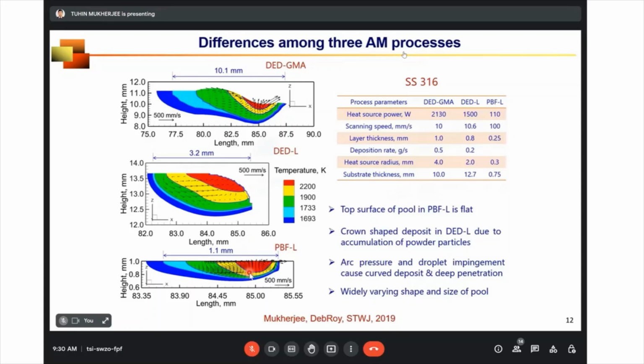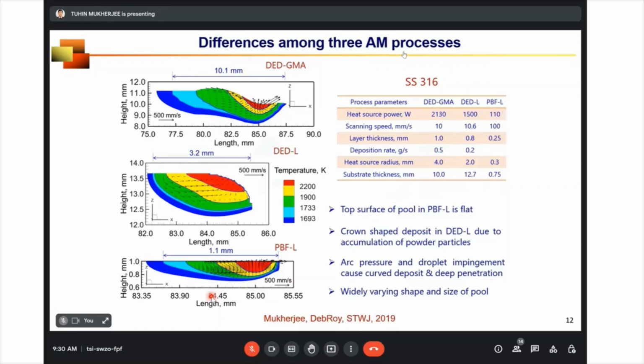On the other hand, for powder bed fusion laser, we deposit very thin layers in the micron range, often thinner than a human hair, so it forms a very small, tiny molten pool. So if we want to make a very complex and intricate part, we need to deposit very thin layers. We use powder bed fusion.